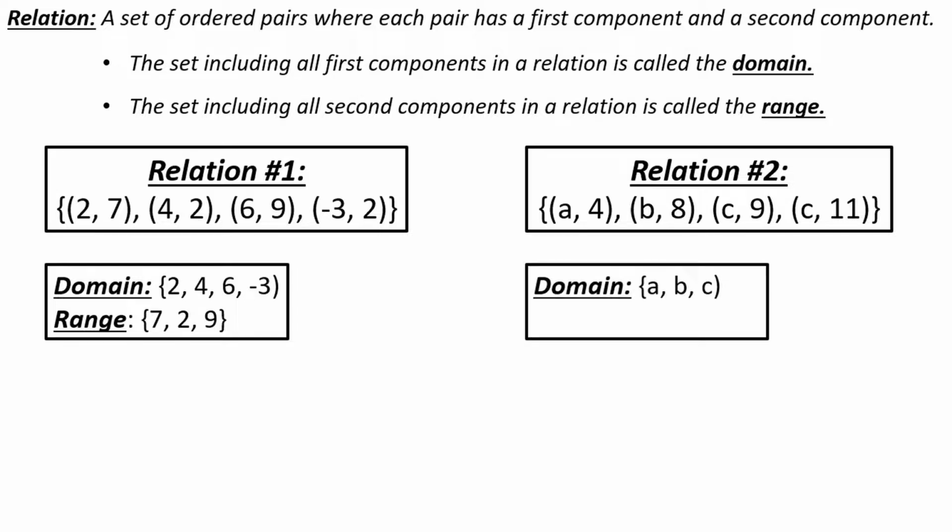Here is another relation: (A, 4), (B, 8), (C, 9), and (C, 11). The domain of this relation includes A, B, and C. The range of this relation includes 4, 8, 9, and 11.